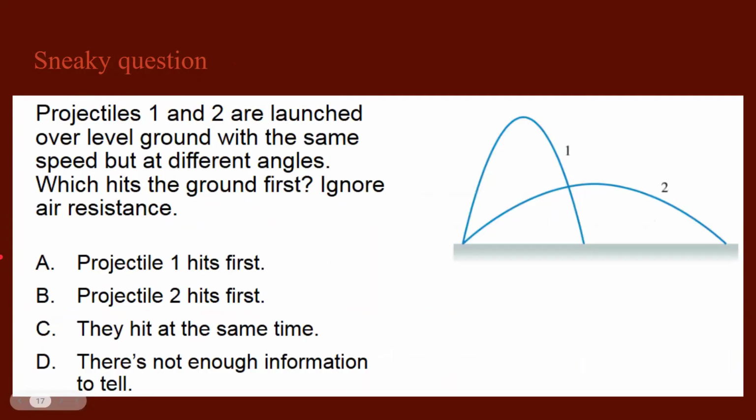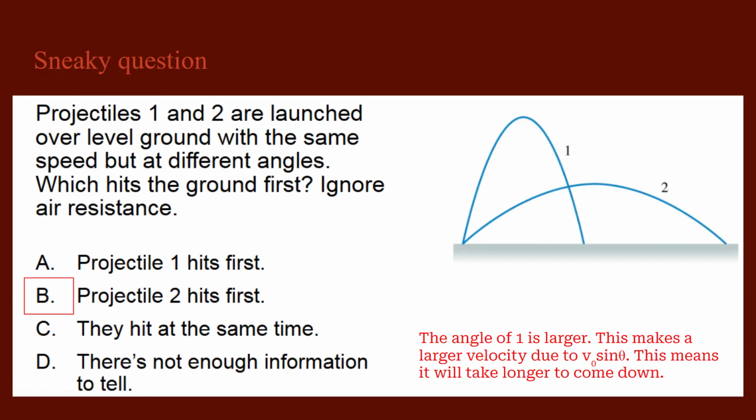Here's another question that's a little bit sneaky. So we have two projectiles. You can see they're launched at different angles. Which one's going to hit the ground first? One or two? Well, it's going to be two. And why is that? Well, the angle of number one is larger. Since that's the case, there's going to be a larger velocity.